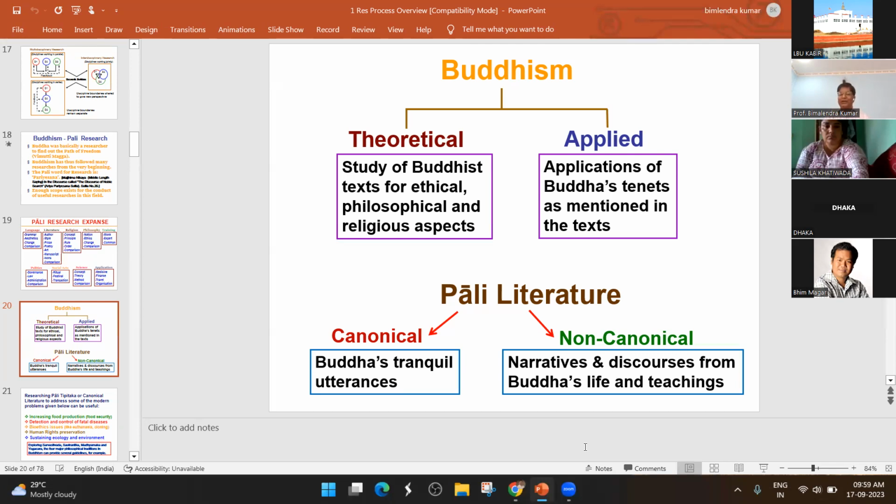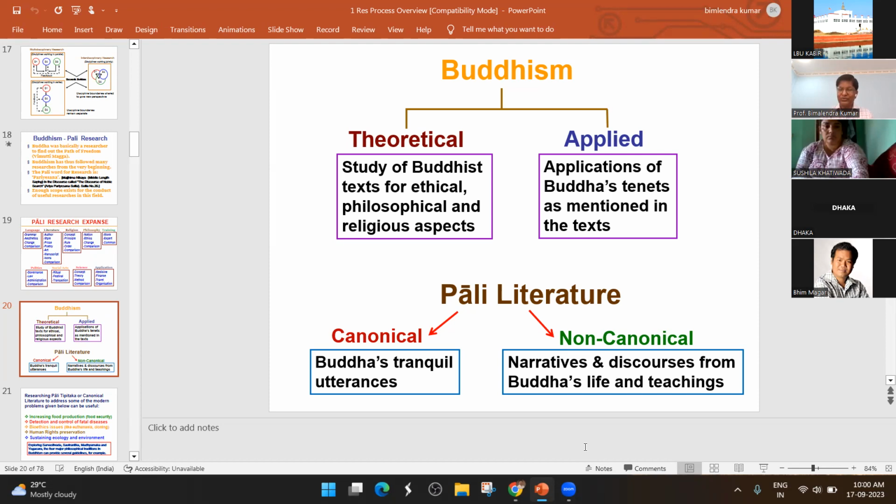When we are talking about the Pali literature, there are two main divisions of the Pali literature, that is the canonical and non-canonical. Whenever we are talking about the canonical, there are only three Pitakas: Vinay Pitaka, Sutta Pitaka, and Abhidhamma Pitaka. Vinay Pitaka is the collection of the teachings of the Buddha which are related with the monastic rules and regulations. There are 227 rules for the monks and there are 311 rules for the nuns. They are called Vinay Pitaka.